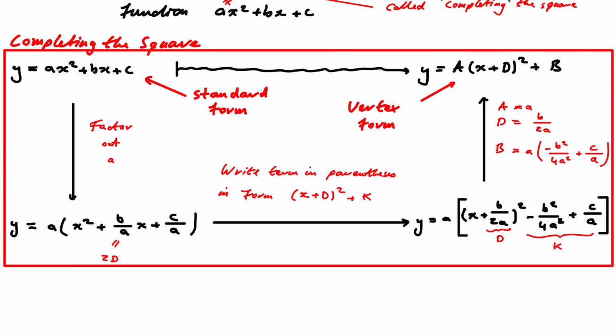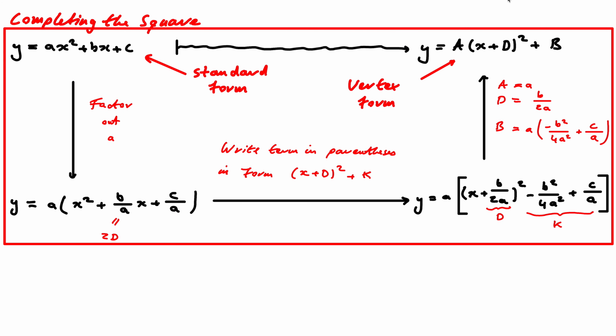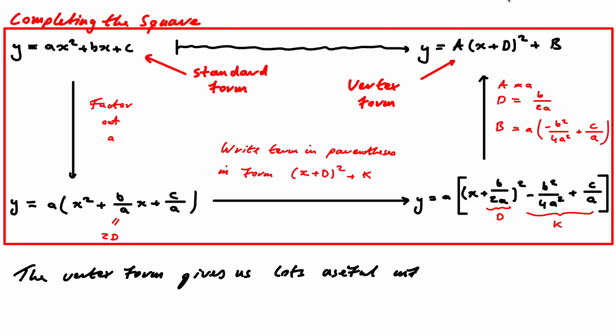So I think we should do an example. Maybe I should just write that down. The vertex form gives us lots of useful information. More useful than the standard form, as I said. Again, don't memorize these formulas, understand the process. So let's do the example I've just done from various perspectives. So let's do this example.